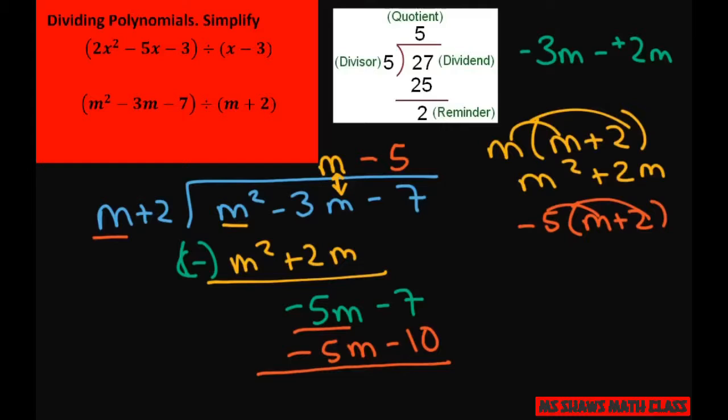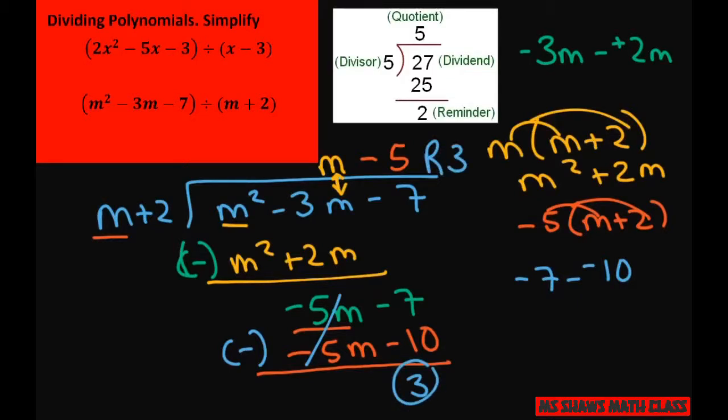Then you subtract. That gets rid of that. And negative 7 minus a negative 10 equals 3. That's your remainder. So we have a remainder of 3.